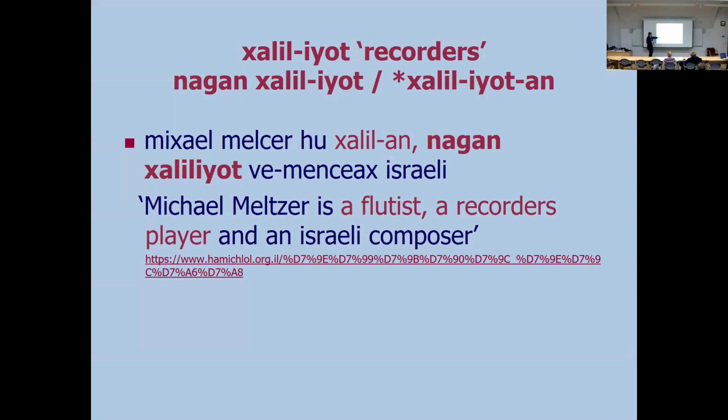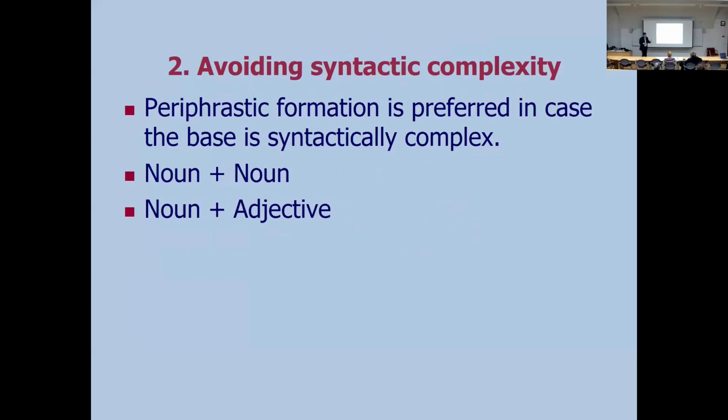But nagan Khaliliyot, and you can see the same speaker-writer uses both morphological and periphrastic formation in the same sentence, in the same context. Okay? So this is one, morphological complexity. We also have avoiding syntactic complexity. And this is a case where periphrastic formation is preferred in case the base is syntactically complex. And it can be a combination of two nouns or a noun and an adjective.